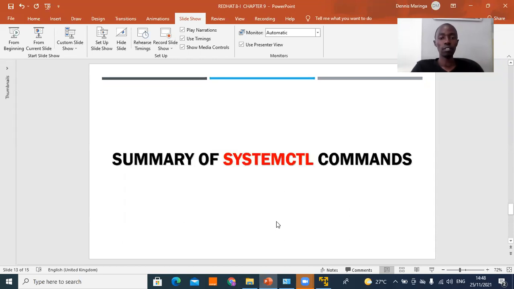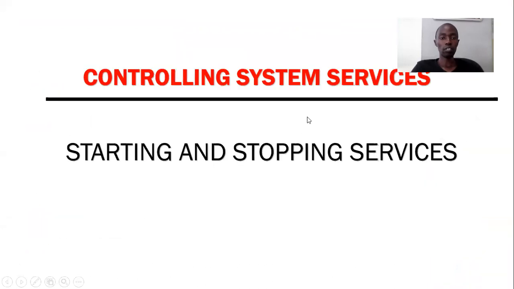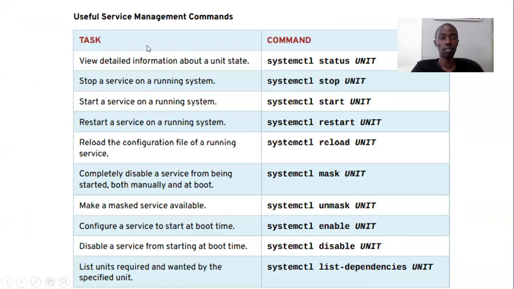Now, the summary of systemctl commands. These are all the commands that we've actually seen so far. And you can see that we have the command like systemctl. If you want to view detailed information about a unit state, then just use systemctl status followed by the unit, whether it is sshd.service, sshd.socket, or sshd.path, you can use that.